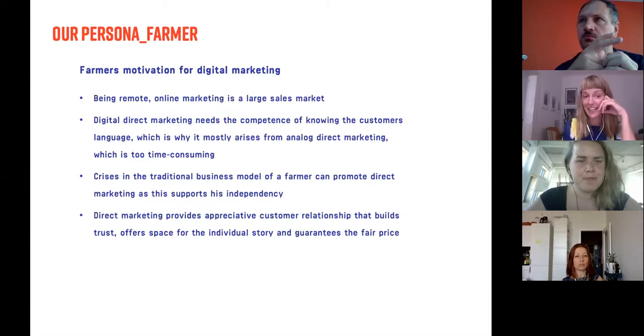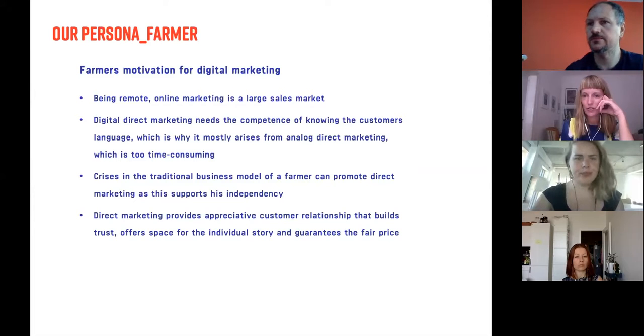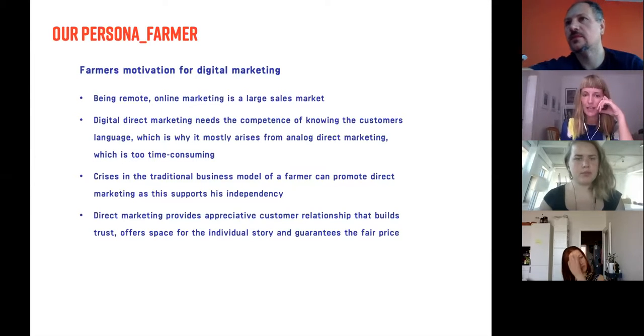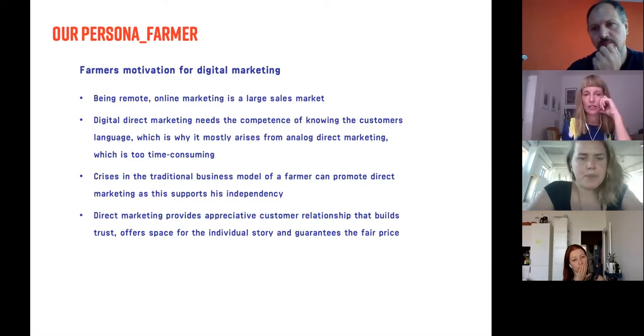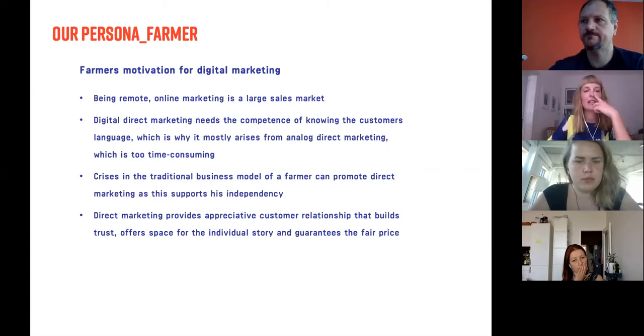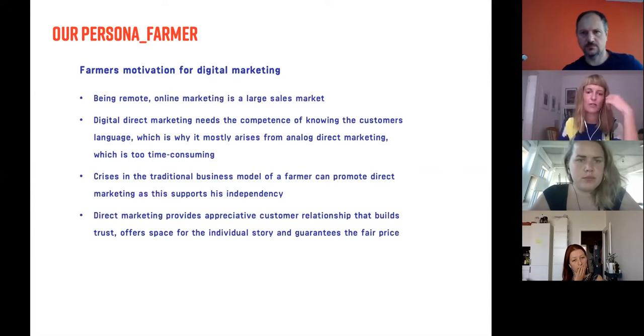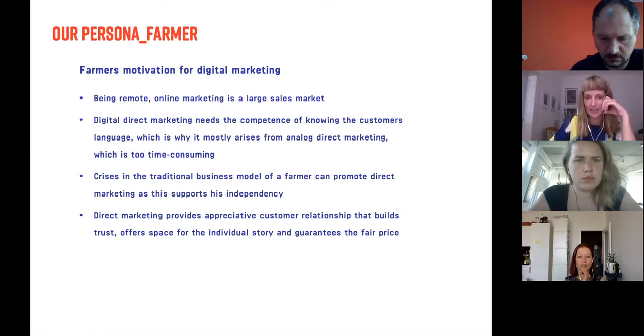And then if there is a crisis in the traditional business model, farmers often tend to switch to things that allow them to stay independent in a crisis and not have to change their business model totally. Then direct marketing also provides a really appreciated customer relationship, as it is in direct contact, and it offers a lot of space to really tell the individual story, and also to set your own price so that you are not controlled by anything else. So you can decide it. So that's also playing on the independence.